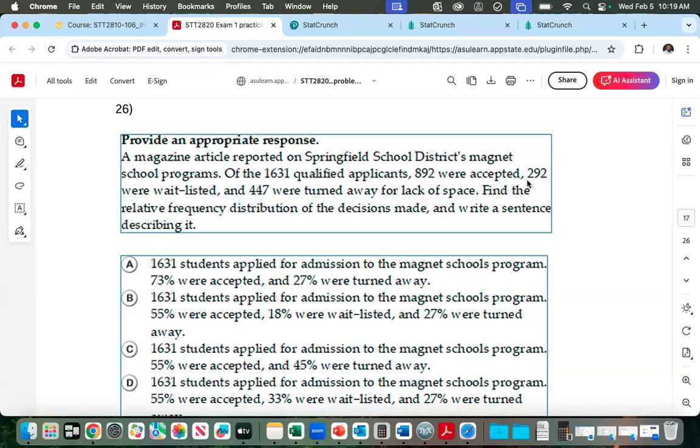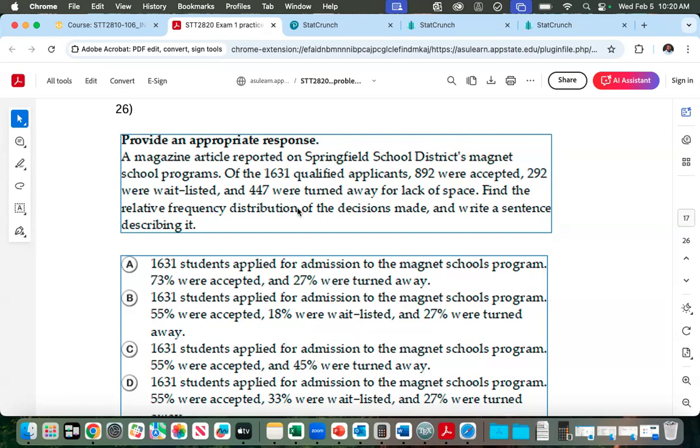So how do you go about it? Accepted is 892, so 892 divided by 1631. Is that okay? So that is 55%. Good. Now let's get to waitlisted. What did you get? 18%. So how do you get that? 292 divided by 1631. And then let's go to turned away. 27%.